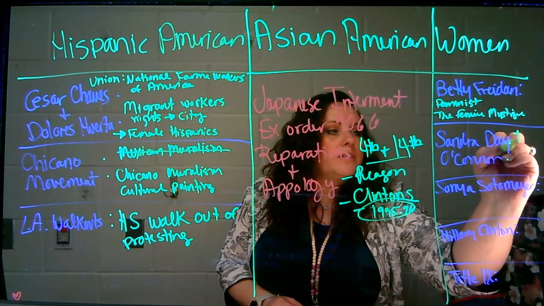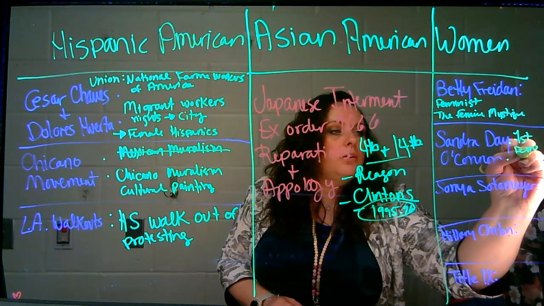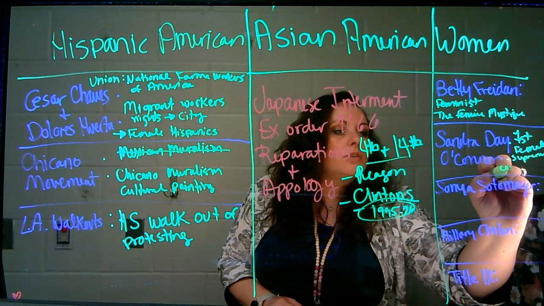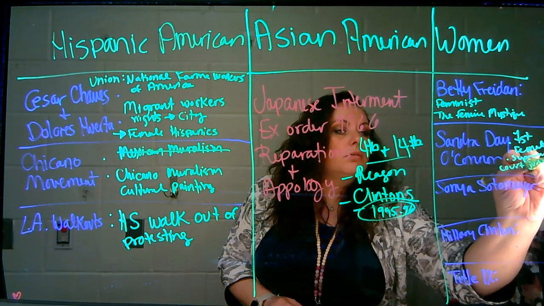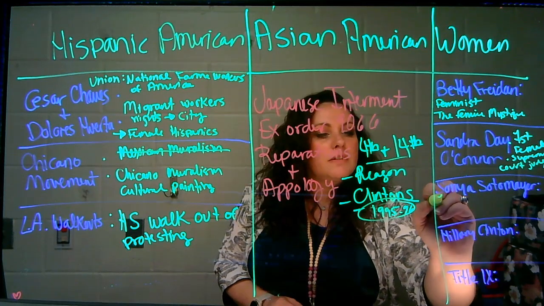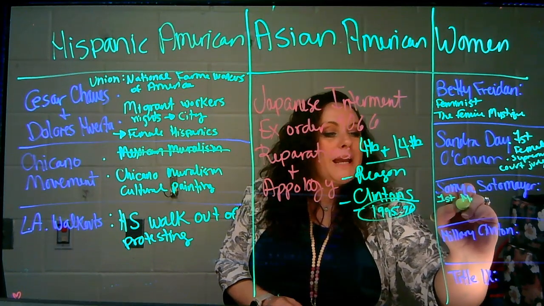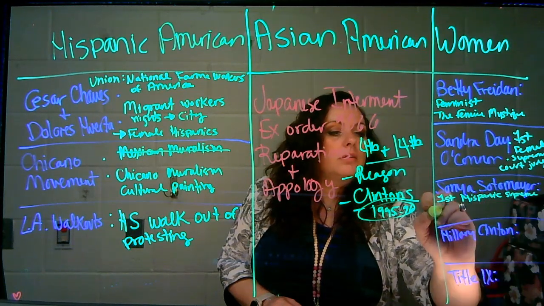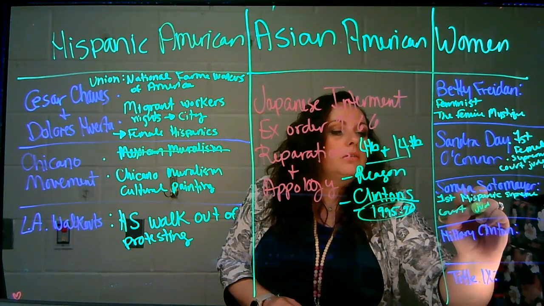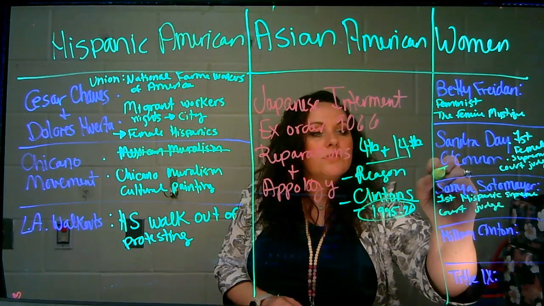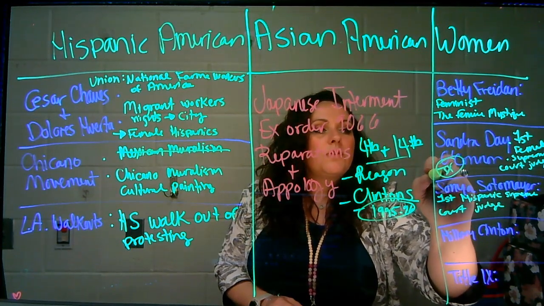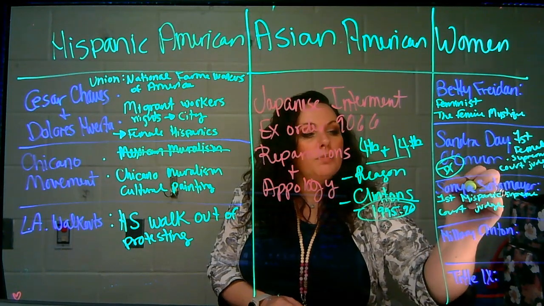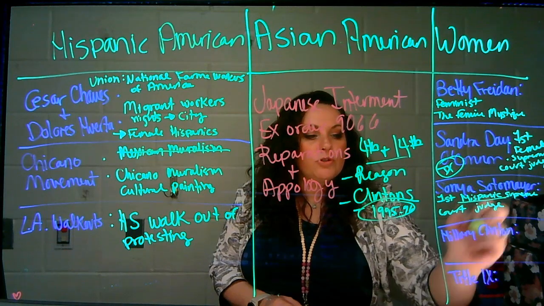Sandra Day O'Connor is the first female Supreme Court judge. Okay, Sonia Sotomayor is the first Hispanic Supreme Court judge. Okay, if they ever ask you who's from Texas, we know for sure this is the first female Supreme Court judge from Texas. Sonia is tested on being the first Hispanic Supreme Court judge.